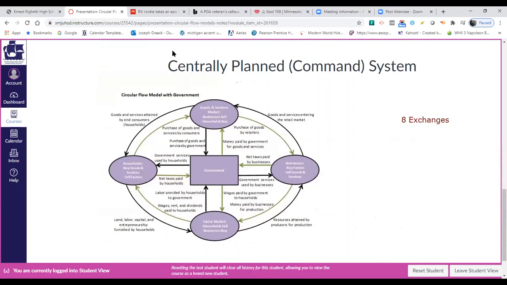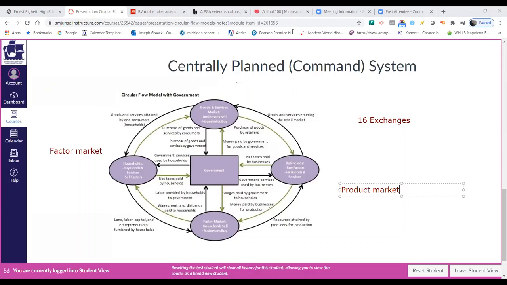Now, on the last one, this is where we're going to have complete, as Sam just said, complete government intervention. So that means we're going to have at a minimum 16 exchanges because the government, as you can see, is involved in the factor market and the product market. The factor market would be on this side, where it says households buy goods and services and sell factors of production. The product market is going to be over on this side, where businesses buy factors of production and then sell those goods and services.